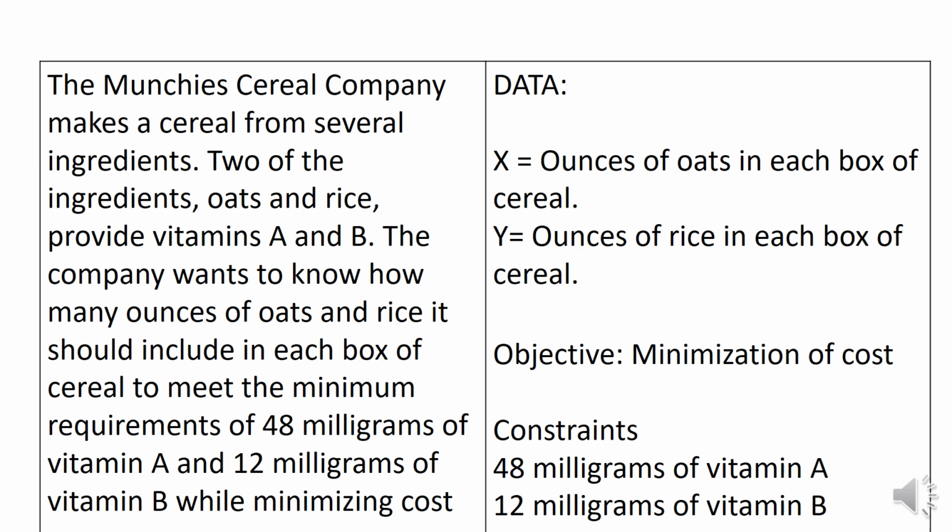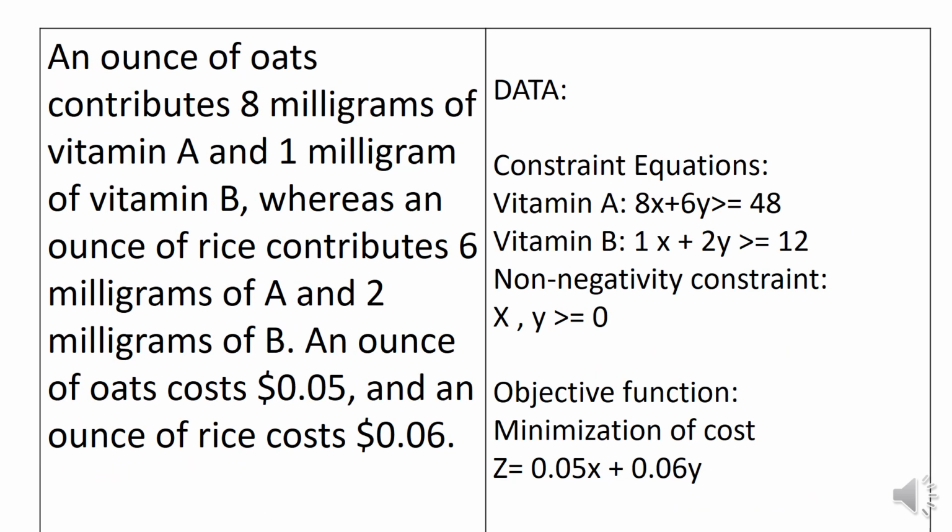So you see over here, X is the decision variable of ounces of oats in each box of cereal, and Y is the decision variable of ounces of rice in each box of cereal. The objective is to minimize the cost. Let's move ahead. An ounce of oats contributes 8 milligrams of vitamin A. So an ounce of oats contains 8 milligrams of vitamin A.